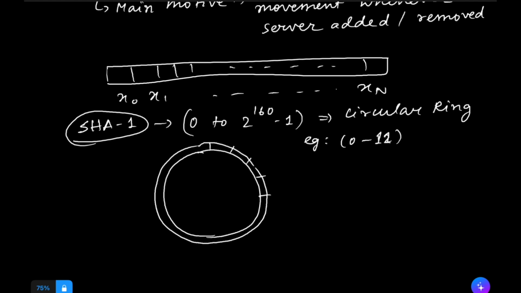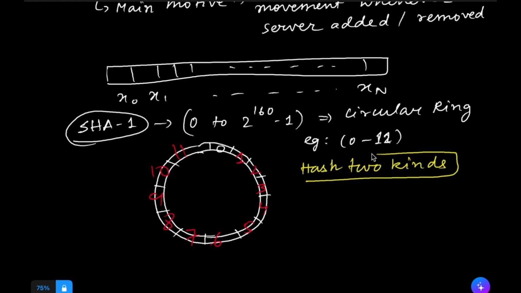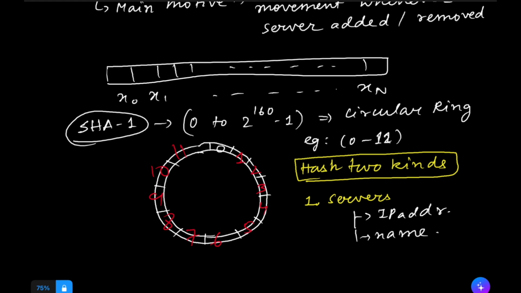If I put it in a circular ring, I'll partition the space: 0, 1, 2, 3, 4, 5, 6, 7, 8, 9, 10, 11. So we have 12 hash spaces in total. And we use a hashing algorithm. Here we hash two kinds of things. Earlier we hashed only the keys to put into the server. Here we first hash the servers, based on, let's say, IP addresses or the name of the server, and we assign them to a hash value.